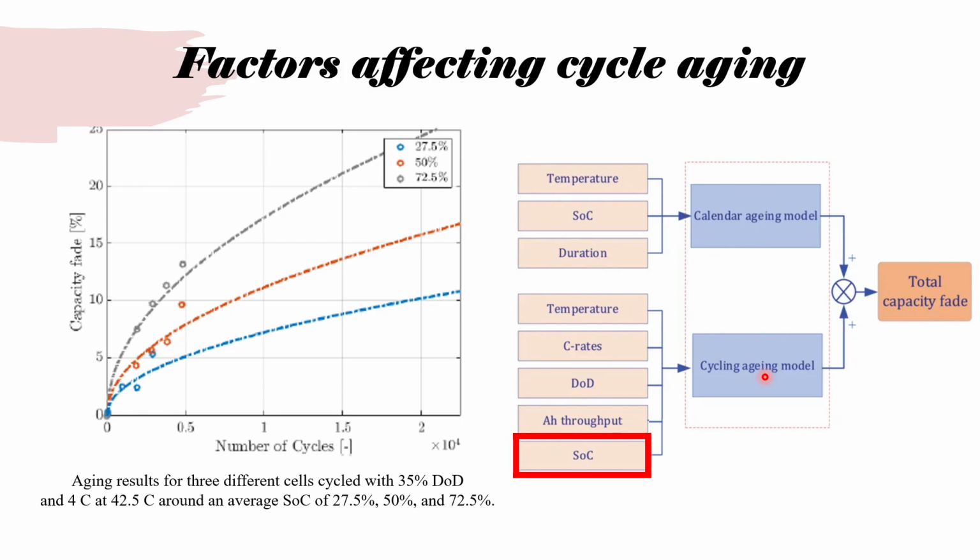It can also be indirectly related to calendar aging because we saw earlier, higher the storage SoC, higher would be the degradation. So the aging mechanisms which are triggered with calendar aging will also come into play when you're doing cycle aging. So the cumulative effect, which is the total capacity fade, is what you see here.